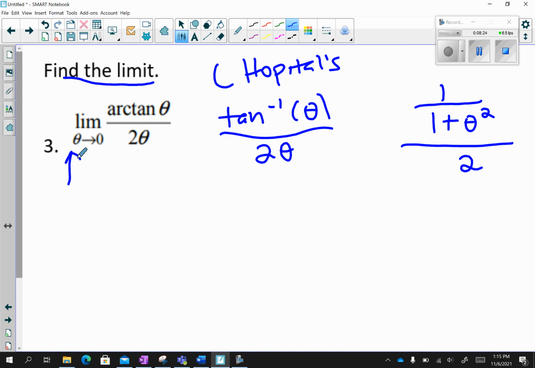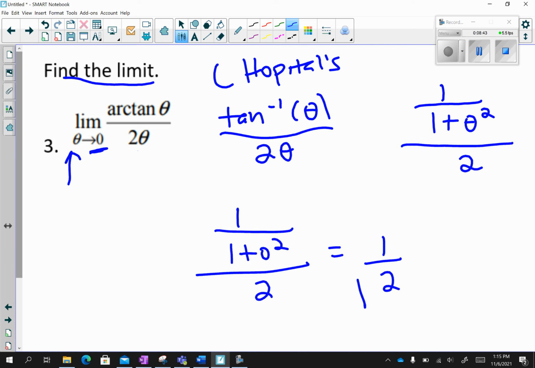Now we can go ahead and plug in 0 for theta. If I plug, so let's just write it, 1 over 1 plus 0 squared all over 2. Well, 1 plus 0 squared is just 1, so 1 over 1, which is just 1 over 2. Final answer.